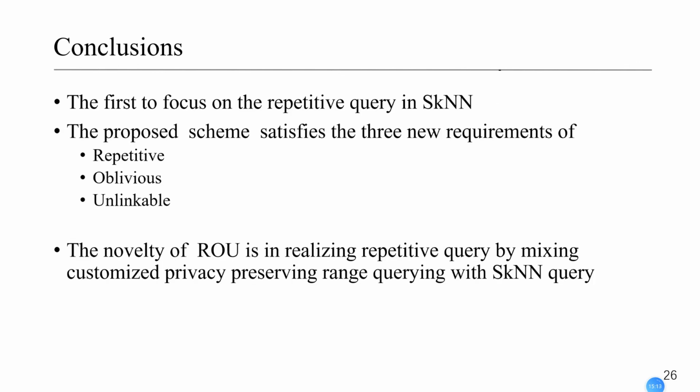To sum up, in this work we have identified the repetitive query in SkNN and have proposed a repetitive, oblivious, and unlinkable query processing scheme over encrypted and updated data on the cloud. The novelty of this scheme is in realizing repetitive query by mixing customized privacy-preserving range query with SkNN query. We formally define repetitive query and its privacy objectives. We implement our scheme and evaluate its performance on our server and a real-world dataset. The results show that our scheme achieves practical efficiency.